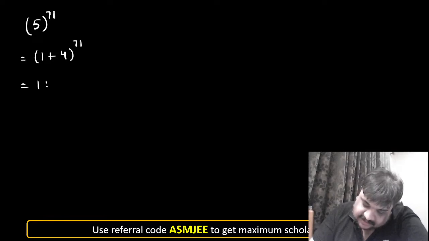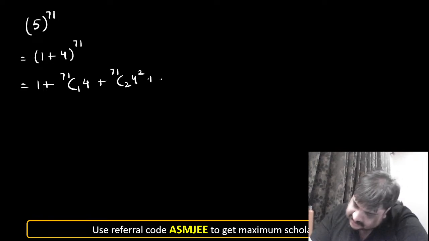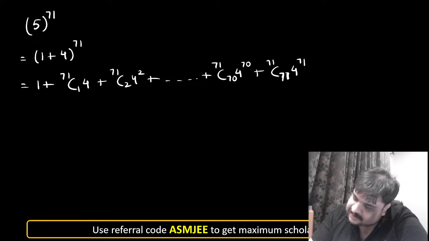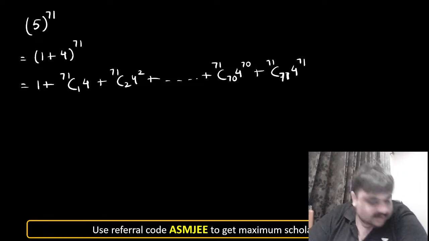So it will be 1 plus 71C1 into 4, plus 71C2 into 4 square, and so on till 71C70 into 4 raised to 70, plus 71C71 into 4 raised to 71. Right? Now see what will happen.